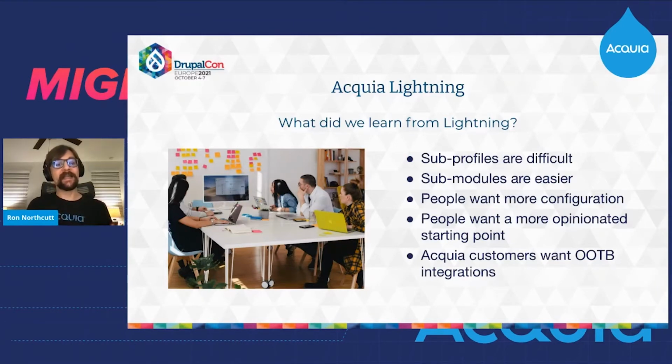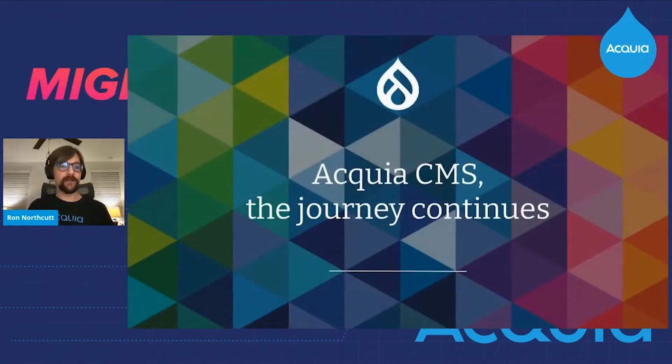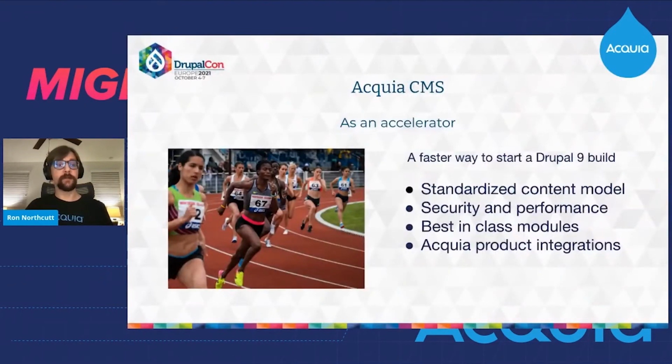And so they wanted an accelerator to give them a faster start and enable them to start new projects and an easier way to build and extend. And we listened. And so out of that, we've created Acquia CMS. And Acquia CMS is the next step in the evolution of kind of the distribution process that we've taken on as part of what we're trying to do.